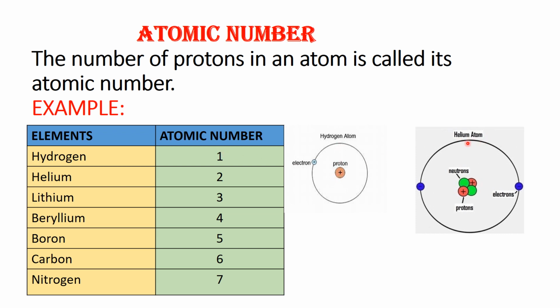The helium atom contains two positively charged protons, so the atomic number of helium atom is 2. The lithium atom contains 3 protons, so its atomic number is 3. Beryllium has 4 protons, boron 5, carbon 6 and nitrogen 7.